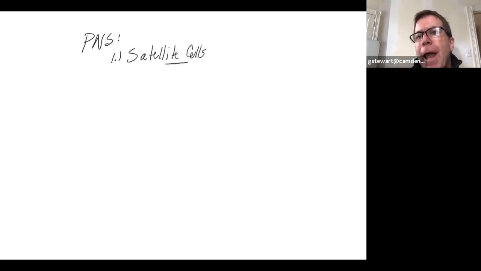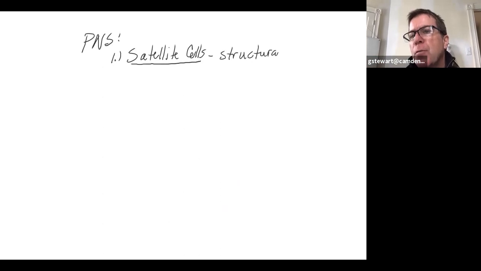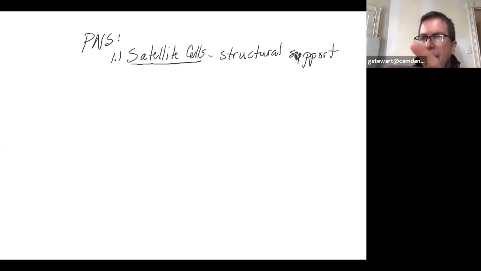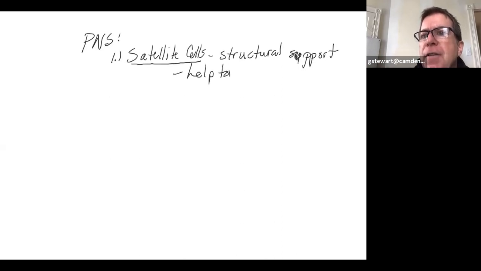They are somewhat analogous to astrocytes. Their main function is structural support. That's supposed to be a U. I started to write my P before I finished my U. So they provide largely a structural support in the peripheral nervous system, and they help form synapses, just like astrocytes do in the central nervous system. Remember, a synapse is just a junction between a nerve cell and another cell.